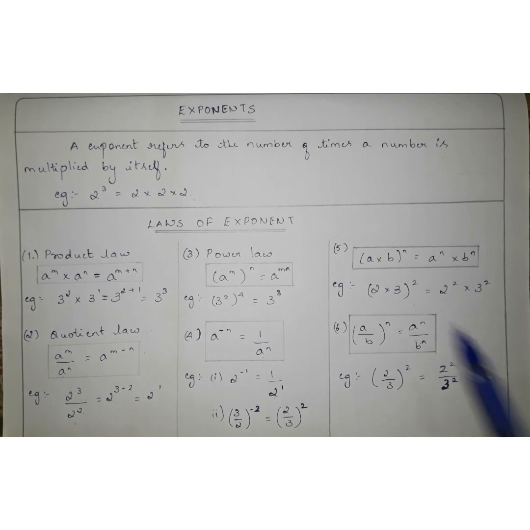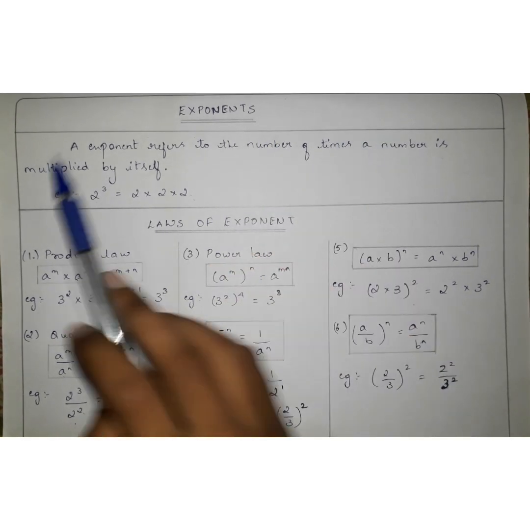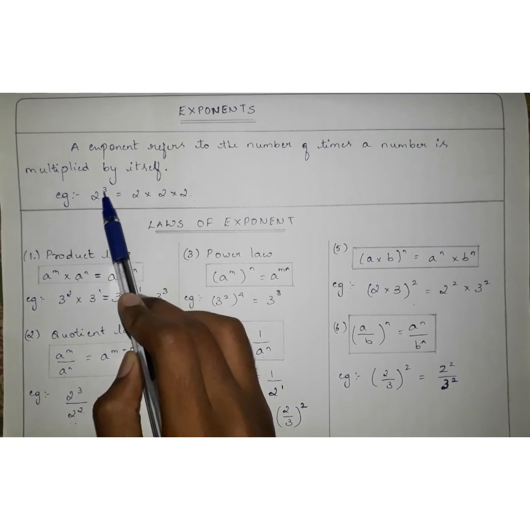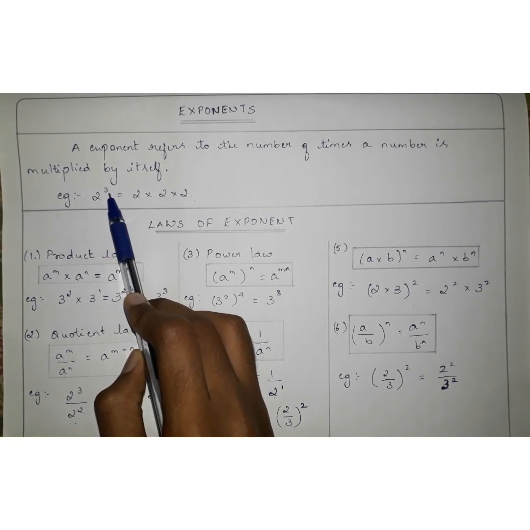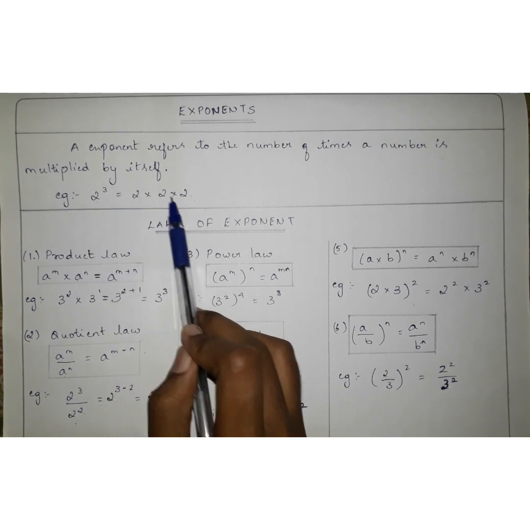Firstly, we'll see what is an exponent. An exponent refers to the number of times a number is multiplied by itself. For example, 2 to the power 3. Here, 2 is the base and 3 is the exponent, or we call it the power. This means that 2 should be multiplied 3 times: 2 into 2 into 2.